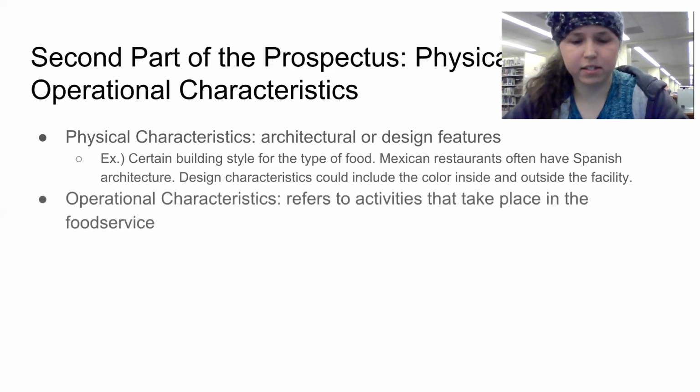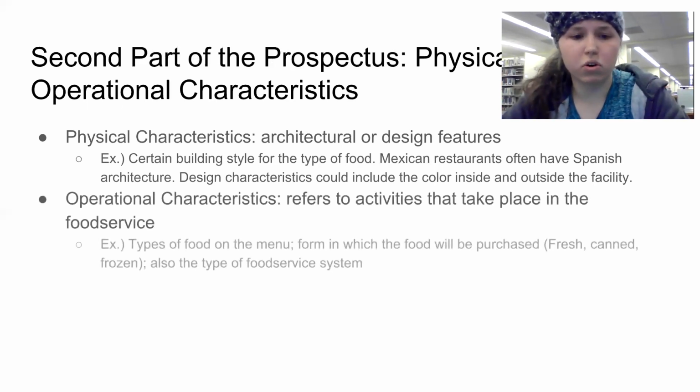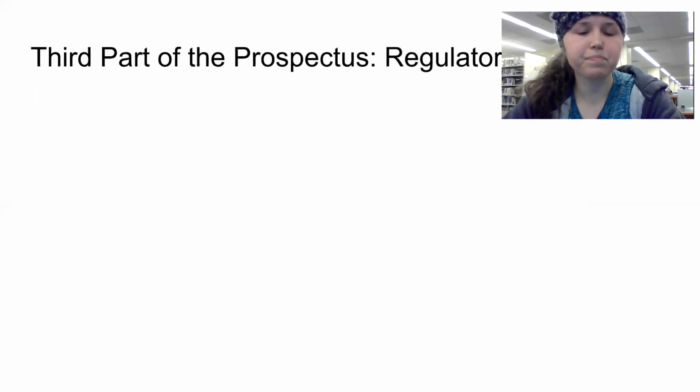Operational characteristics refer to the activities that take place in the food service. So, what type of food is on your menu? In what form is the food purchased? It matters whether it's fresh, canned, or frozen, because that will determine what kind of storage you need and how much storage you need. And then your type of food service system also matters when planning your facility.